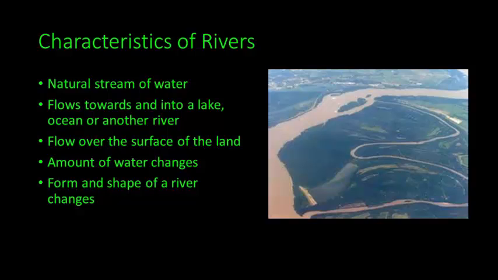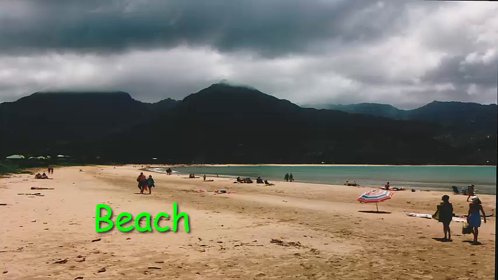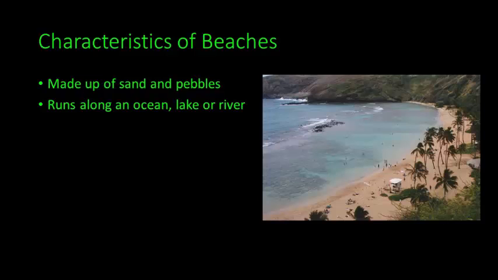The form and shape of a river can change over time, and a river can change the landscape through which it flows. This is a picture of the famous Mississippi River. The next geological feature we will discuss are beaches. A beach is made up of sand or pebbles, and it runs along an ocean, lake, or river.